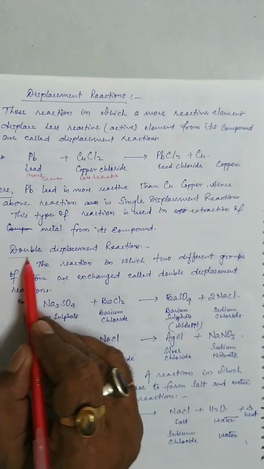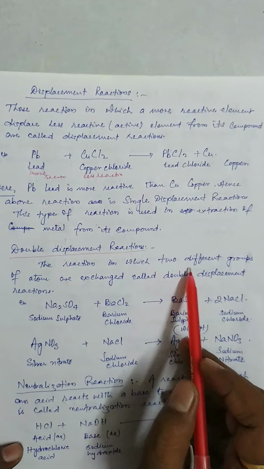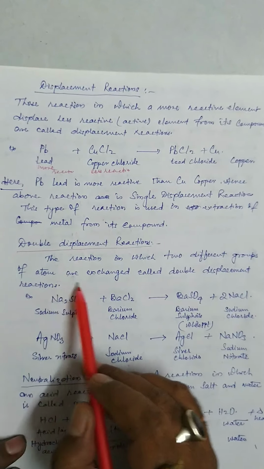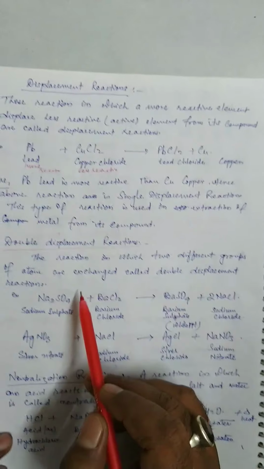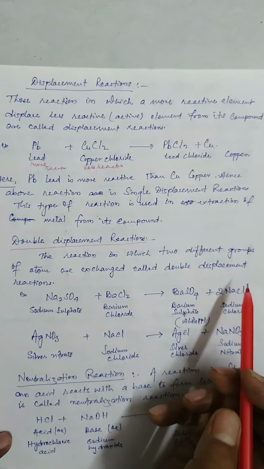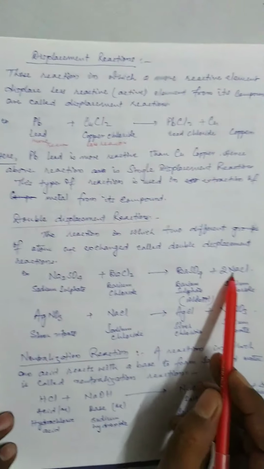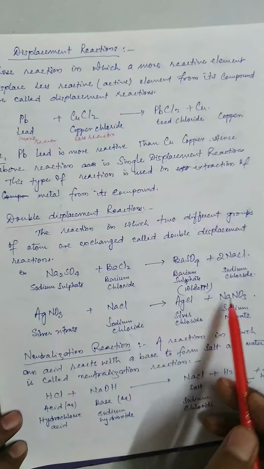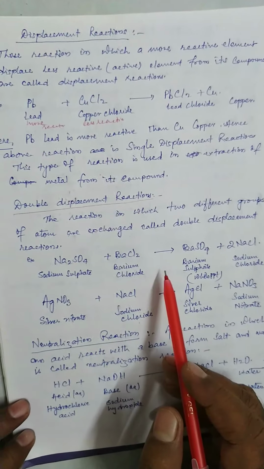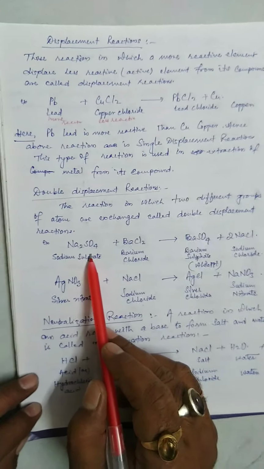Now, double displacement reaction. The reaction in which two different groups of atoms are exchanged is called a double displacement reaction. This is a very important reaction. We can say simply the NaBa reaction or the AgNa reaction. These two reactions are double displacement reactions. It means sodium sulfate breaks down itself.